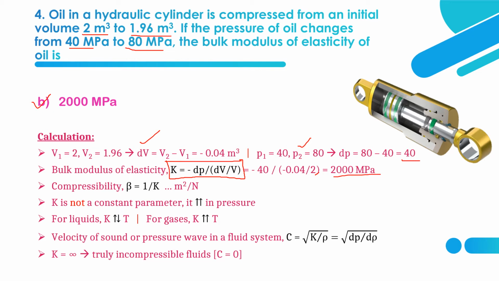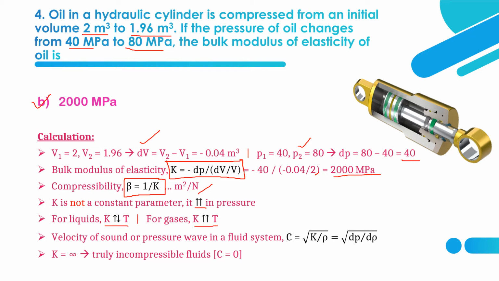Now let's see more about compressibility and bulk modulus. Compressibility is denoted by beta and it is nothing but the inverse of bulk modulus, so its unit is meter square per Newton. The K value is not a constant parameter. Bulk modulus of a fluid is not constant. It increases with the increase in pressure, so whenever pressure is raised, bulk modulus increases. For liquids, bulk modulus increases with the decrease in temperature, so they are inversely related. In case of gases, bulk modulus increases with increase in temperature, that is directly related.